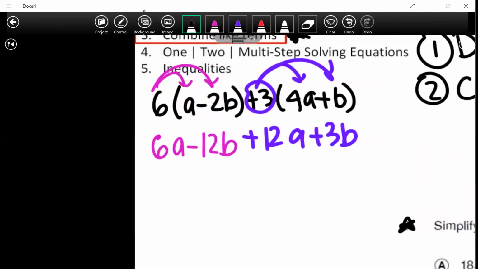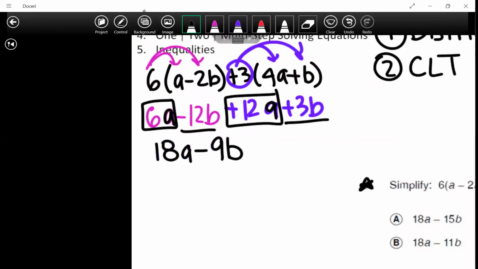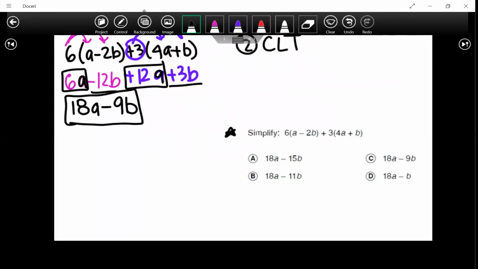The like terms in this case are going to be our 6a and our 12a because they end in the exact same a here and a there. So we'll say 18a. And then we also want to do our negative 12b and our 3b. So negative 12 plus 3b will give me negative 9b. These cannot be reduced because these are not the same variable endings. So we leave it. In this case, 18a minus 9b would be C.